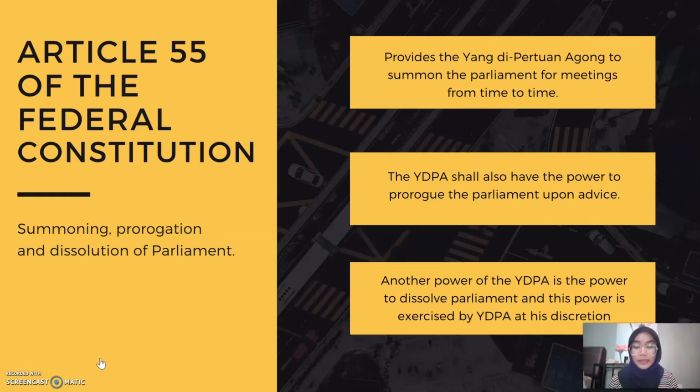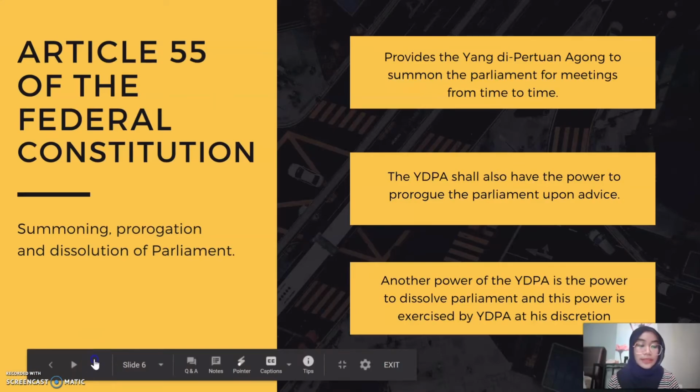The YDPA shall also have the power to prorogue the Parliament upon advice. Even if it is done upon advice, it can still be considered one of the significant powers of the YDPA. Another significant power of the YDPA is the power to dissolve the Parliament, and this power is exercised by the YDPA at his discretion. At the end of every 5-year period, the Parliament will be dissolved, and within 60 days from the dissolution, a general election will be held, and Parliament must convene at a date not later than 120 days from the date of its dissolution.